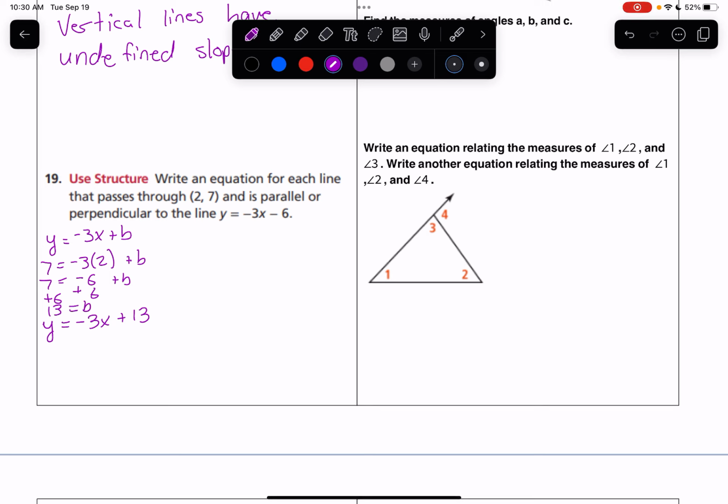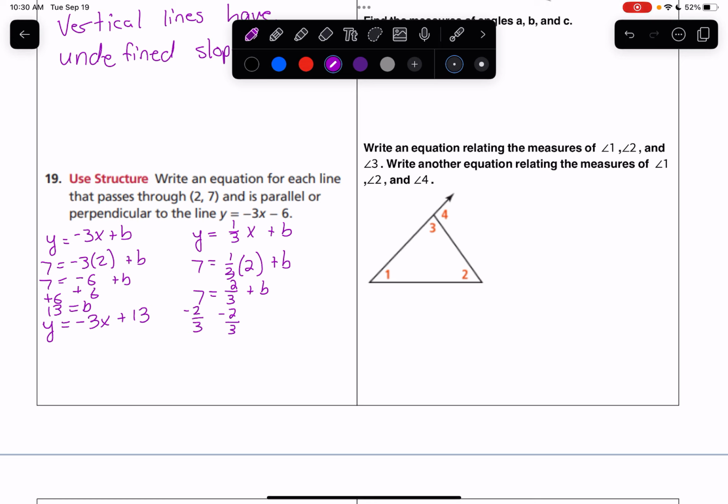Then for perpendicular, the slope is going to have to be the opposite reciprocal of -3, so the slope will need to be 1/3. So we've got y equals 1/3 x plus b. We can put in the point 2, 7. So 7 equals 1/3 times 2 plus b. 7 equals 2/3 plus b. And then we'll subtract 2/3 from each side.